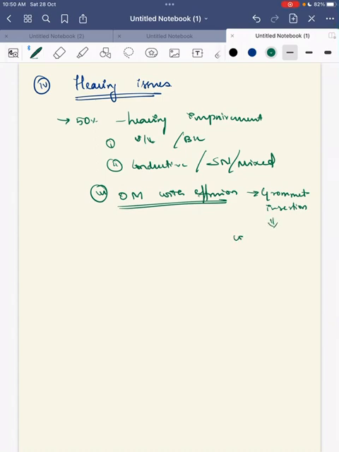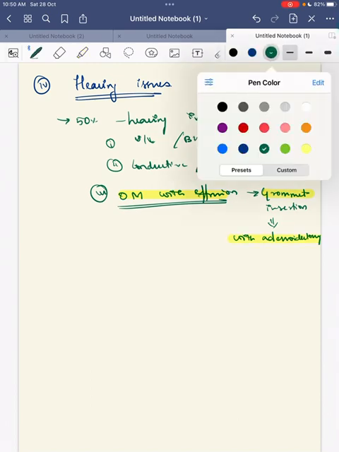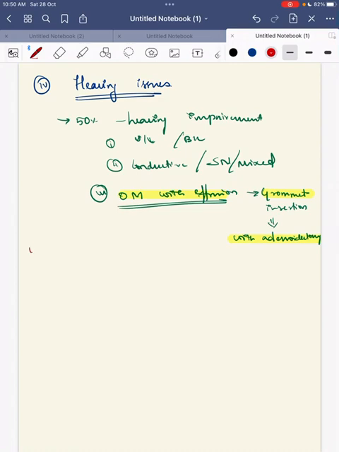If even after the grommet insertion the child is having recurrence, then you will do it along with adenoidectomy. So a child with Down syndrome having the features of otitis media with effusion, you do a grommet insertion with adenoidectomy.